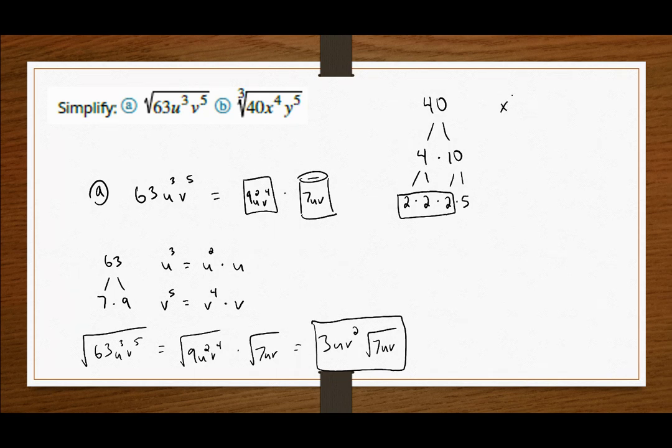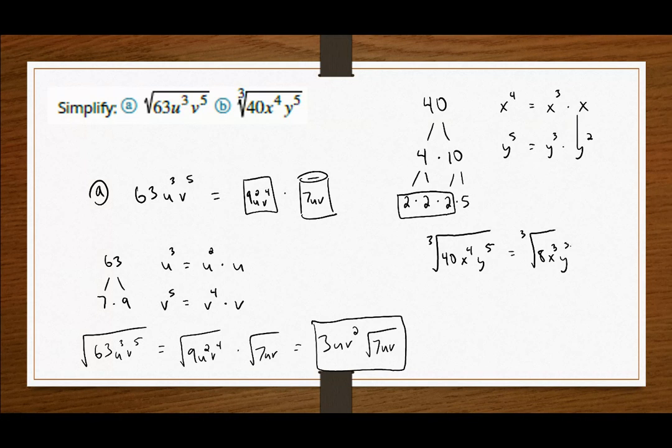With x to the fourth, I want to split it up into x cubed times x. Y to the fifth, we're going to break up into y to the third times y squared. All of those in mind, we keep our perfect cube factors together. So again, our expression splits up into the following. We get the cube root of 8 x to the third and y to the third multiplied by the cube root of 5x and y squared.